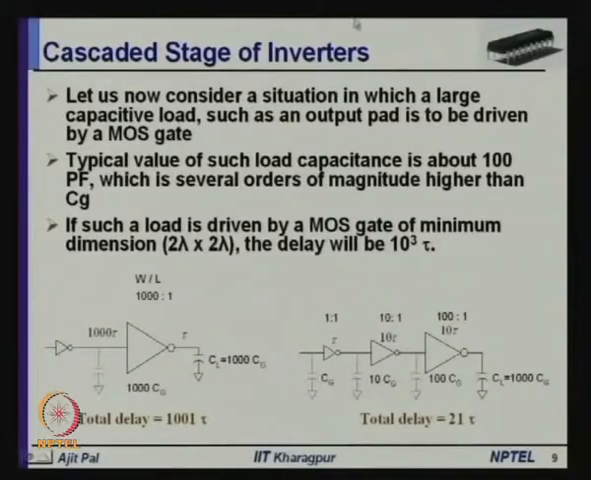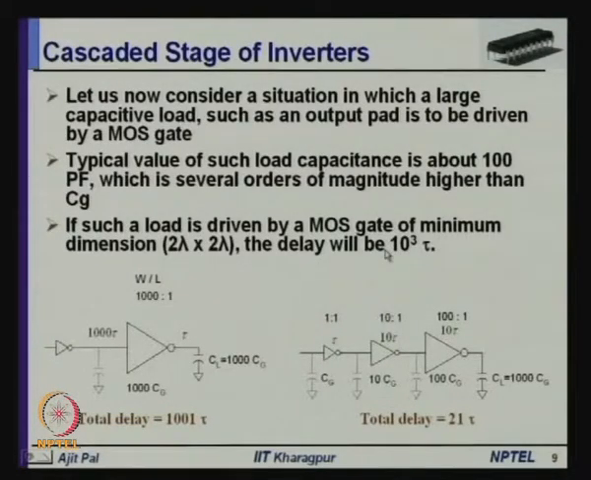Okay. Now, let us consider a situation in which a large capacitive load like output pad is to be driven by a MOS gate, and as I have already mentioned, typical value can be of the order of 100 picofarad. So, it is quite large. So, if such a load is driven by a MOS gate of minimum dimension, then delay can be 10 to the power 3 tau.